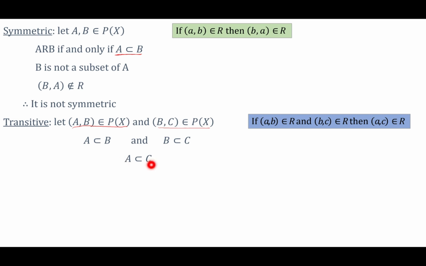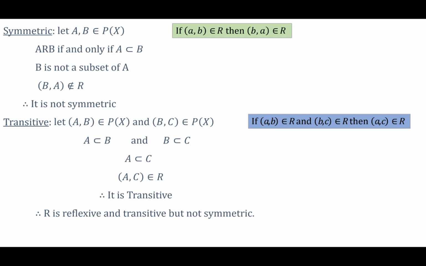If A is a subset of C, which means A relates to C, which means (A, C) belongs to R. Therefore, the given relation is transitive. So, the given relation is reflexive and transitive, but not symmetric. Hence, the given relation R is not an equivalence relation, since it is not a symmetric relation.